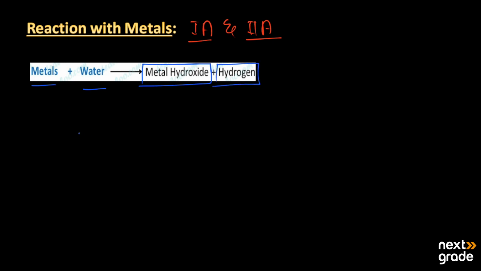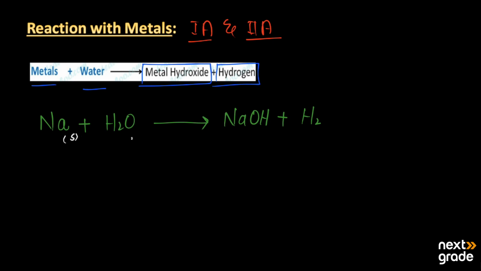So let's look at a simple reaction. For example, we have the alkali metal Na. It reacts with the water molecule. The product we gain is sodium hydroxide plus hydrogen gas. Here the sodium is in the solid state, the water is in the liquid state, sodium hydroxide is in the aqueous form, and the hydrogen is in the gas form.